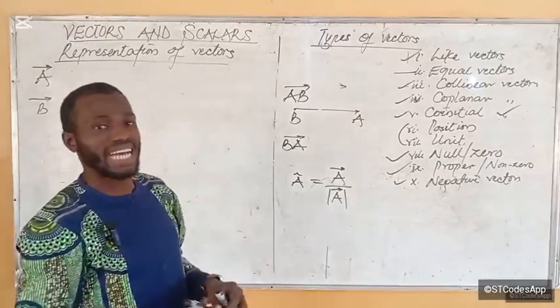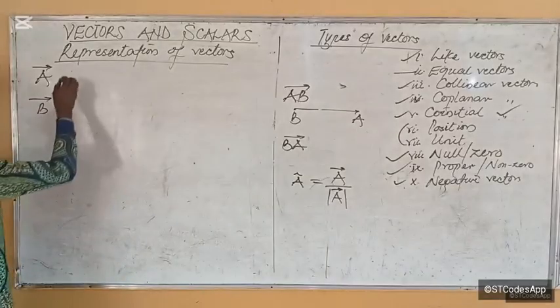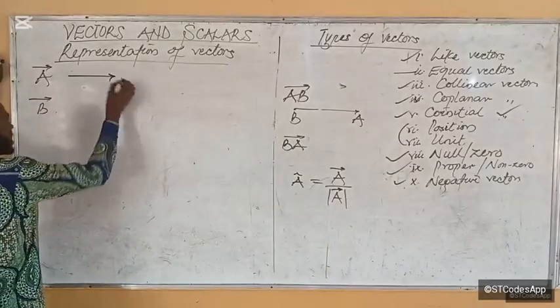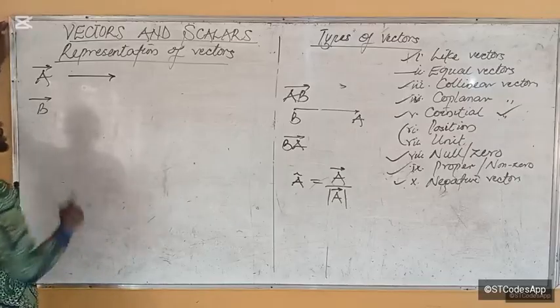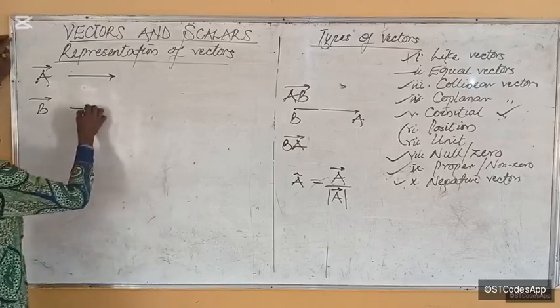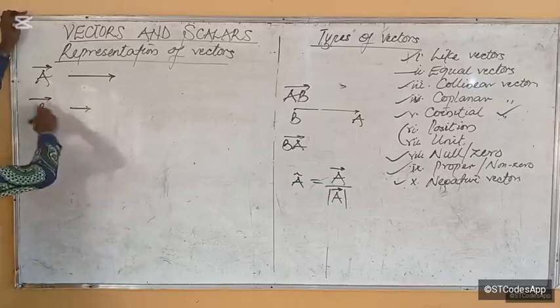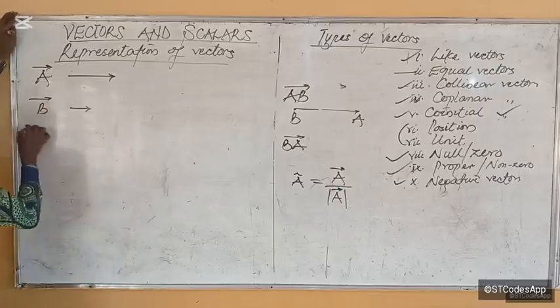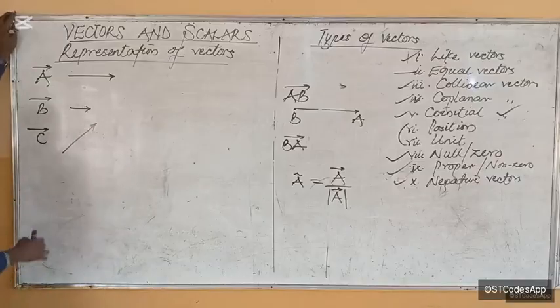But now, how do we add these vectors, having known how to represent them? For example, if I have vector A, usually we use arrows, like I said, given in an arrow like this. And I have vector B, given in an arrow, very small like this. So it means that vector A's magnitude is bigger than vector B's. What if I now have vector C going in this direction, and a vector D going in this direction?